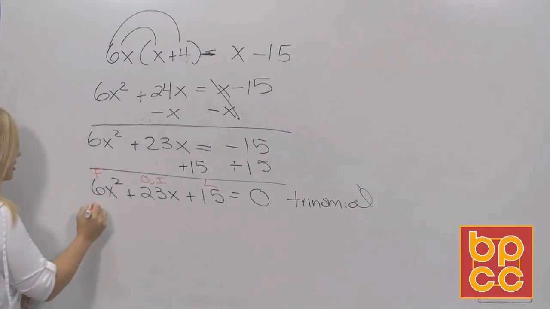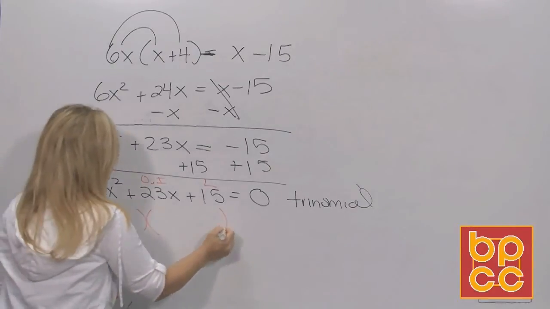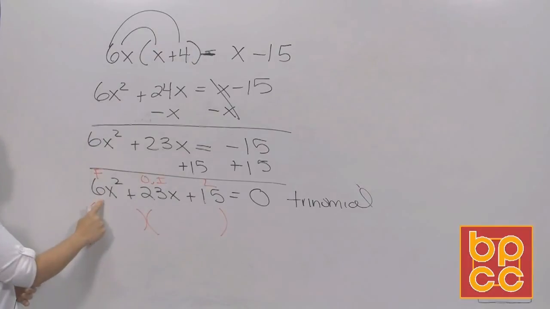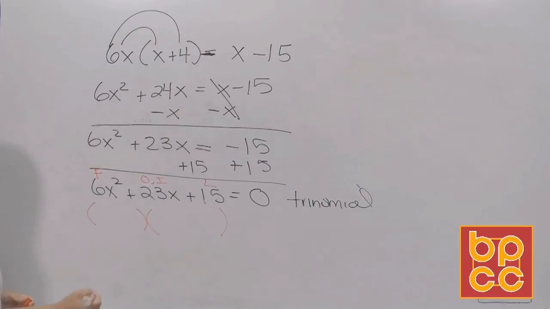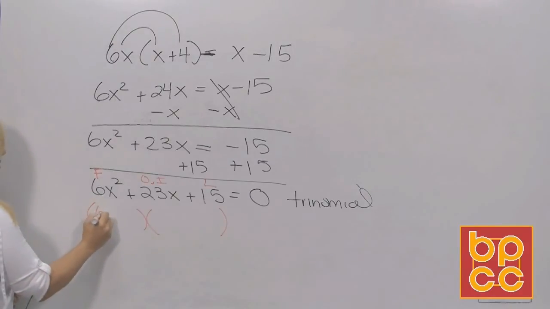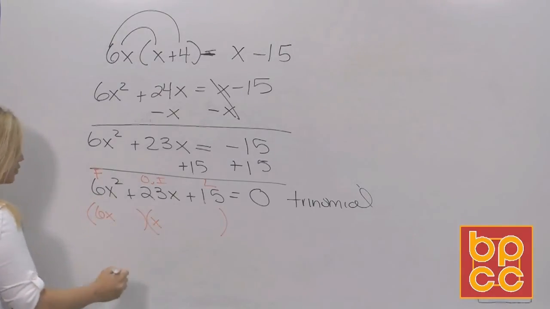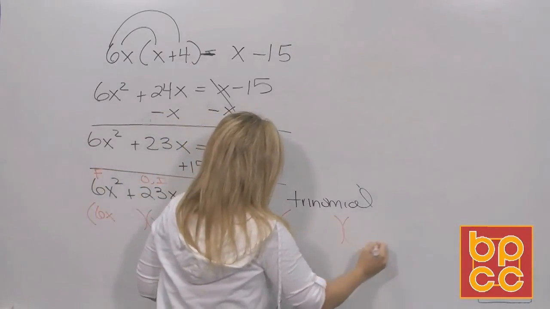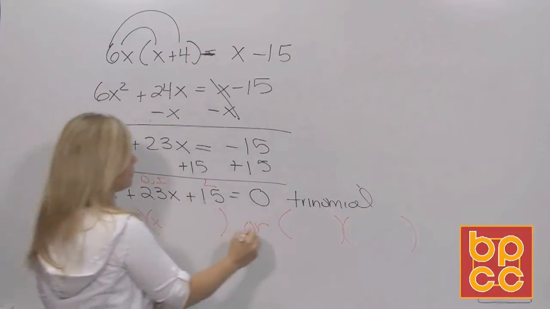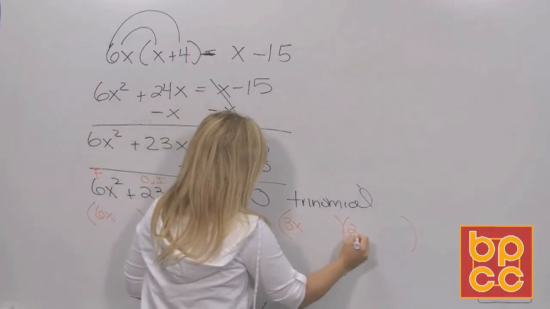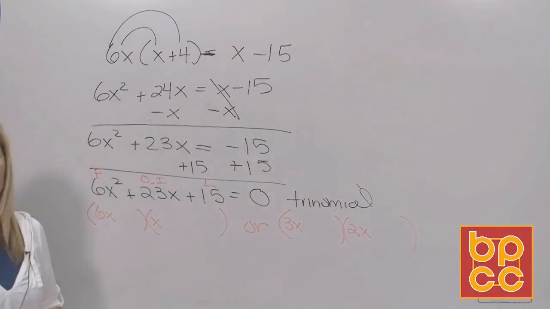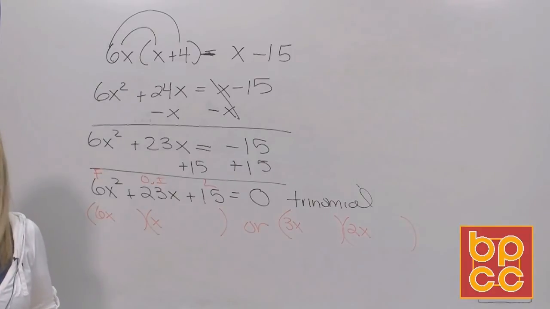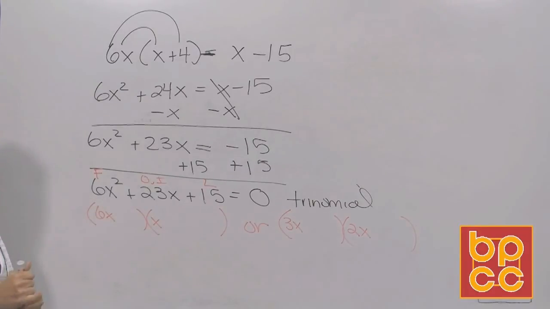So I know to factor this, it's going to always be 2 parentheses. You always start with the first term. What can multiply to 6x squared? But now we have an option. 6x squared could be 6x times 1x, or 6x squared could be 3x times 2x. I'm not a mind reader. I don't know which one's correct right now, so I'm going to write both down.